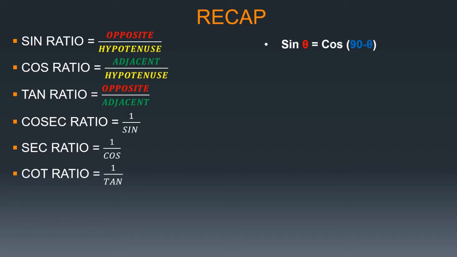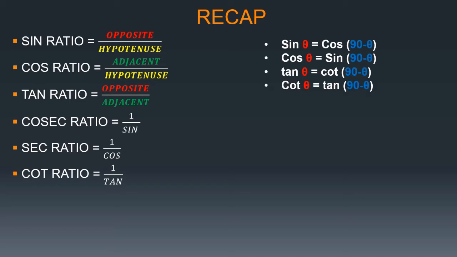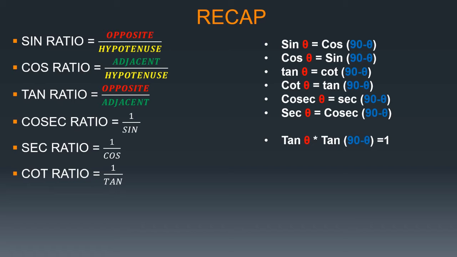Then we have studied the relation between the trigonometric ratios, which were sin theta is equals to cos 90 minus theta, cos theta is equals to sin 90 minus theta, tan theta is equals to cot 90 minus theta, cot theta is equals to tan 90 minus theta, cosec theta is equals to sec 90 minus theta, sec theta is equals to cosec 90 minus theta, tan theta multiplied by tan 90 minus theta is equals to 1, and sin theta divided by cos theta is equals to tan theta.